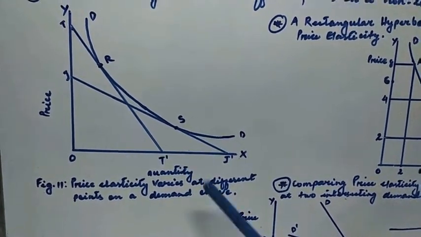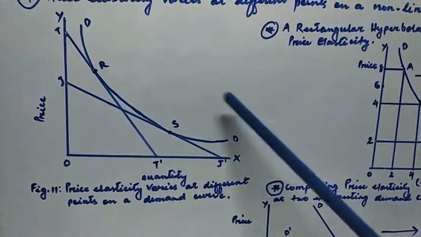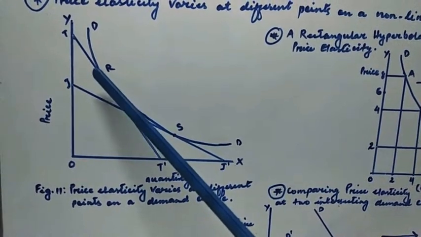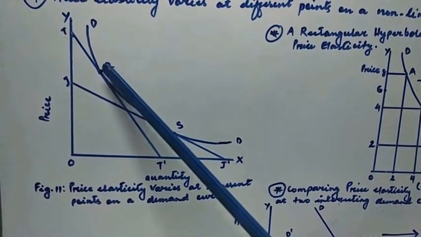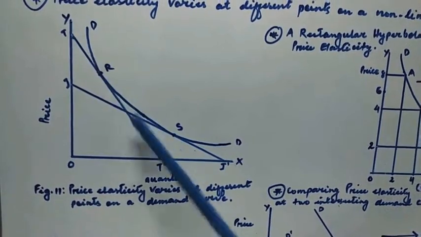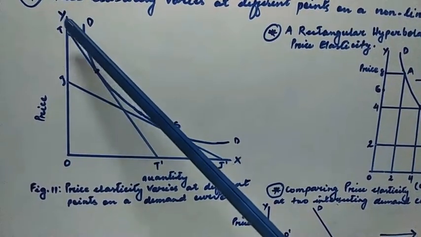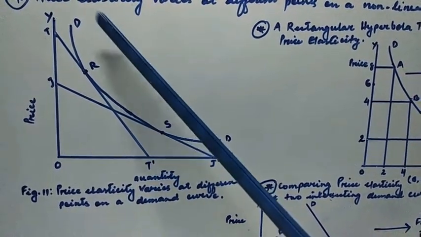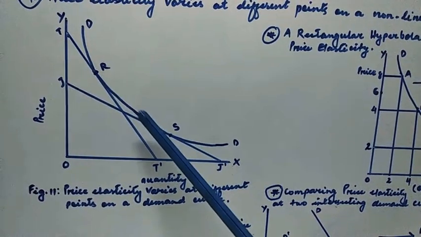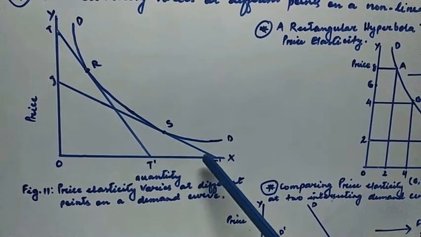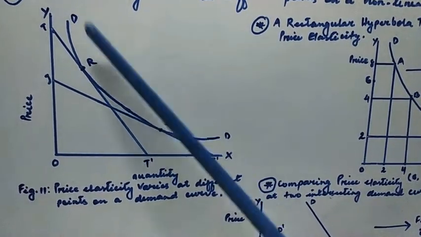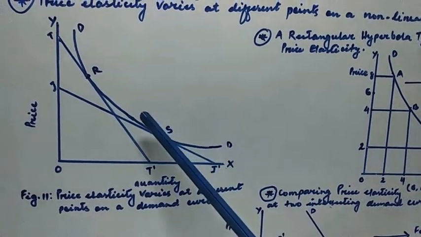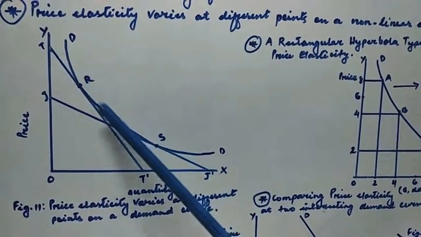As we have discussed, to measure the price elasticity on a non-linear demand curve, we have to draw a tangent line touching the point of the demand curve, and that is exactly what we have done. So T dash is the tangent line touching the demand curve, which is non-linear DD. And again, at point S, there is also a tangent J dash touching the DD demand curve. That is how we measure the price elasticity in case of a non-linear demand curve.